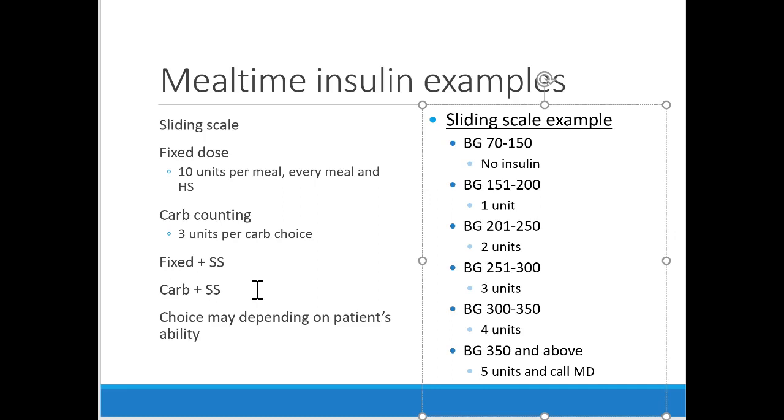They might do a sliding scale, but again, it depends on their capability and ability to do multiple different processes with each meal. So can they carb count and can they sliding scale every meal? No, they can't. Well, let's try fixed. Could they maybe add a sliding scale after that if the fixed isn't working?